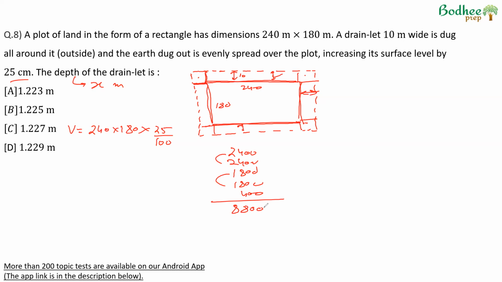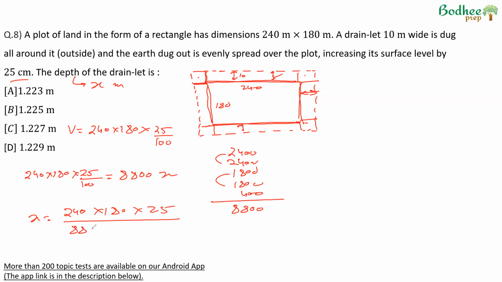Now suppose the depth is X. The volume of the earth dug out from here will be area into the depth, and the volume of earth spread over the field should be equal to the volume of the earth that was dug out from the drainlet. So area of drainlet into the depth. We have to find the value of X. X becomes 240 into 180 into 25 upon 8800 into 100.